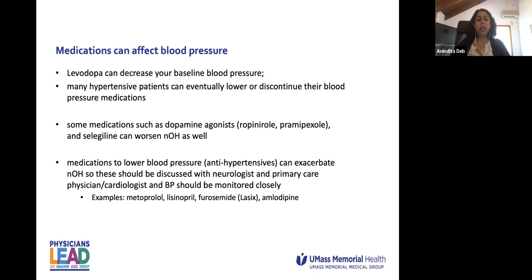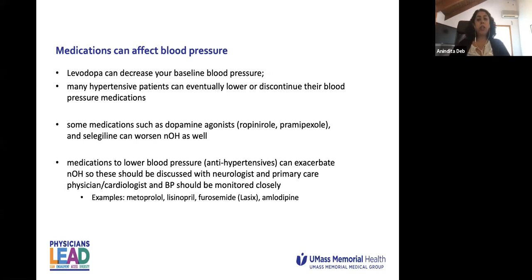But it's interesting to know that if you're on medications to lower blood pressure, then levodopa and other dopaminergics can lower this, including our dopamine agonists such as ropinirole, pramipexole, rotigotine, selegiline. All of these can also worsen NOH. And so if you're on these medications, this is something to make note of and discuss with your neurologist.